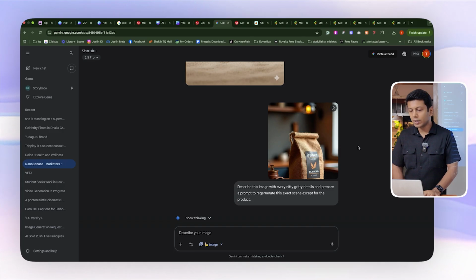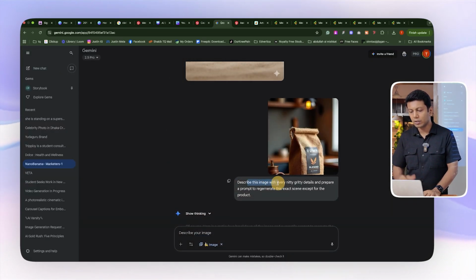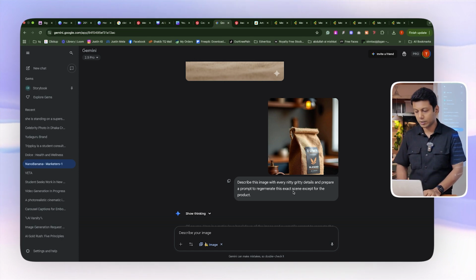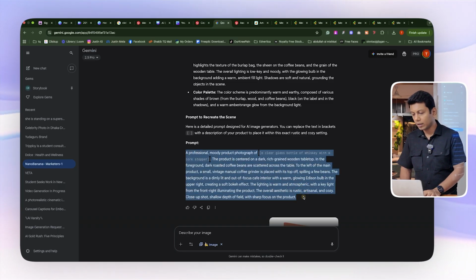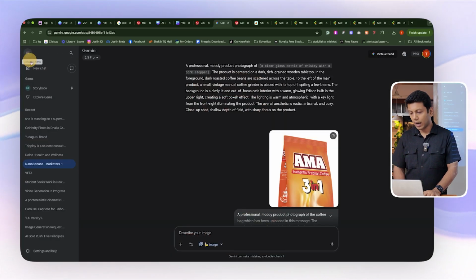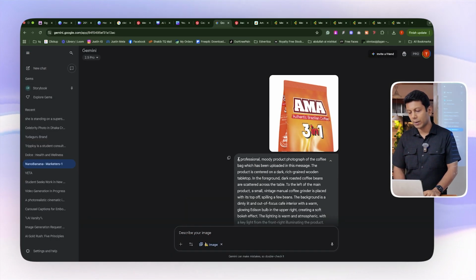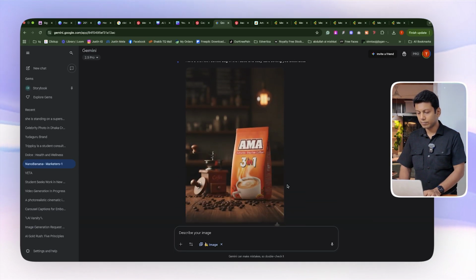So now we are in the Gemini app, and as you can see, we have uploaded the reference image, the inspiration image, and I've asked the same thing. Describe this image with every nitty-gritty detail and prepare a prompt to regenerate this exact scene except for the product. And this time I also got a prompt from Gemini, and then we uploaded the coffee bag, the product image that we want to use, and I pasted the exact prompt that I got from Gemini from the reference image. And look at it.